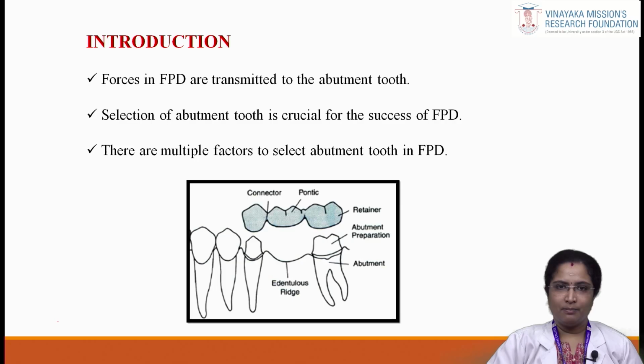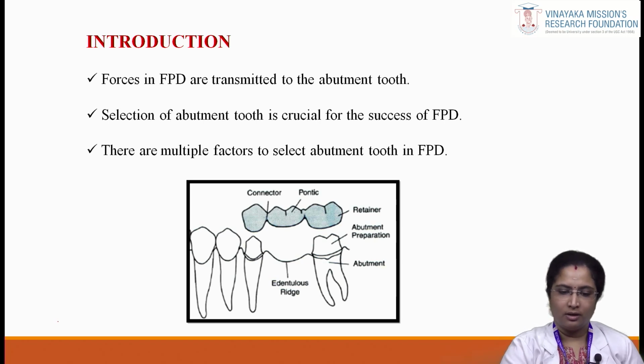So basically, parts of an FPD include the pontic, the tooth which we are going to replace, then the connector, then a retainer and an abutment. Abutment is nothing but the tooth which you are going to prepare and which is going to serve as a support or retain a prosthesis. If you see in this picture, this is the abutment tooth and this is a pontic which is going to replace the missing tooth. The retainer will be over the abutment tooth. The connector is a junction between the retainer and the pontic.